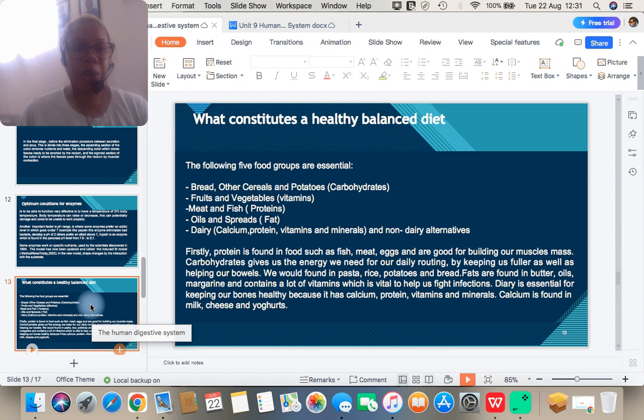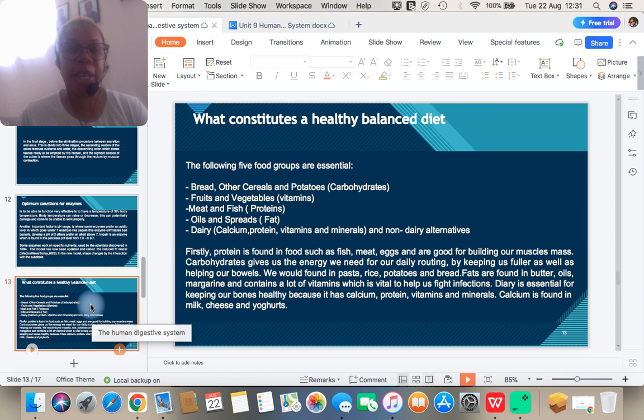So what constitutes a healthy, balanced diet? We have five essential groups: cereal, for carbohydrates; fruit and vegetables, for vitamins; meat, fish, and eggs, for proteins; oil and spread, for fat; and dairy, for calcium, proteins, and vitamins. Protein is found in foods such as fish and meat. Eggs are good for building our muscle mass.